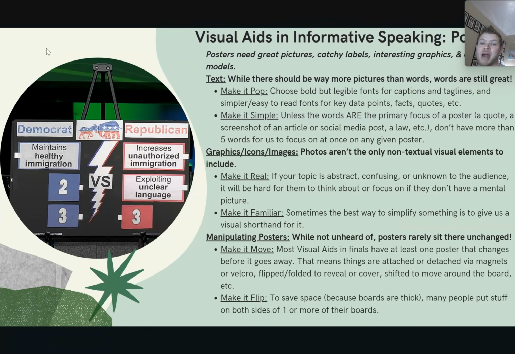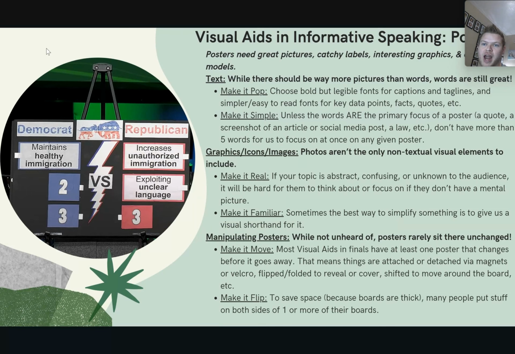But you also might want to make your posters flip to save space, because poster boards, especially the foam kind, are really thick. Many people put stuff on both sides of one or more of their boards, so that when they finish talking about one point, instead of having to shuffle around to the next board, they can flip over to the backside, and now there's new information to show. Flipping it midpoint when transitioning to a new idea can be very effective, but rarely do you want the audience looking at the same poster for more than 2 minutes if you're not manipulating it.